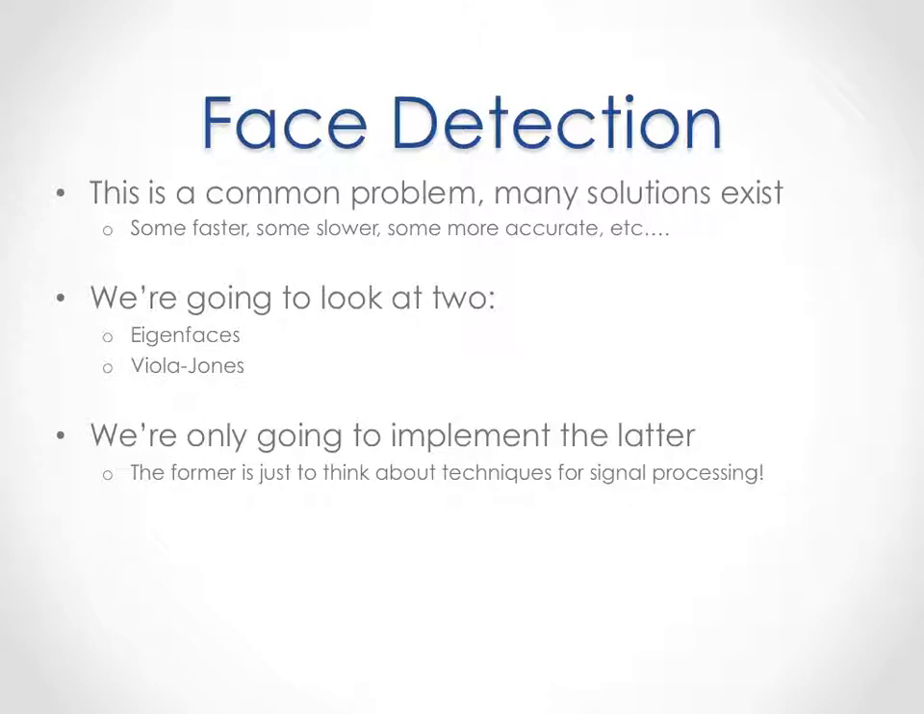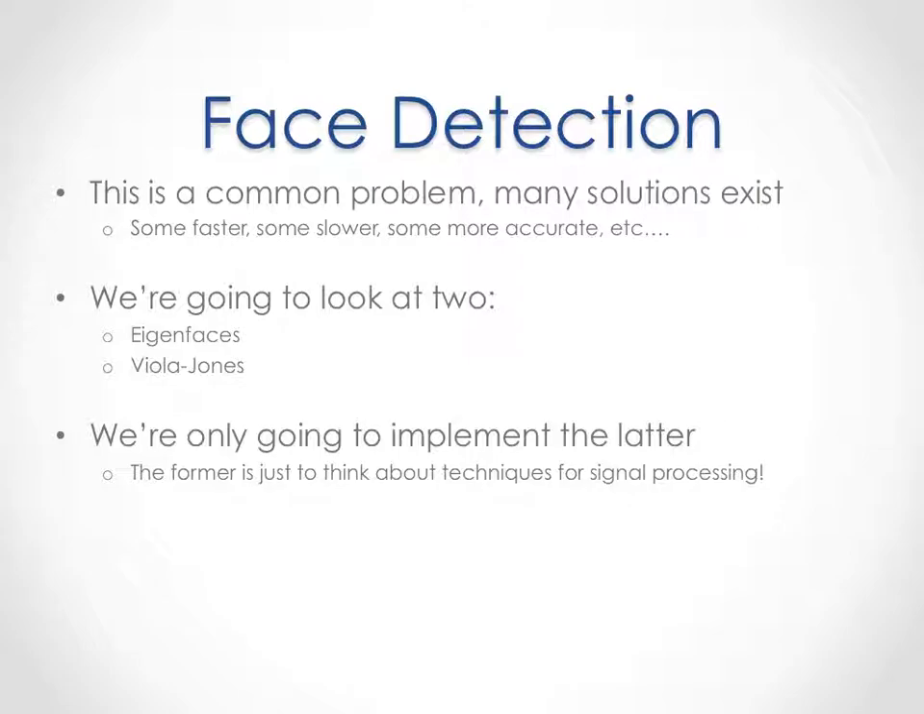The first thing that we're going to do is we're going to realize that there are many solutions to this problem. Today we're going to talk about two of them. The first one is called eigenfaces. The second one is called the Viola-Jones face detector. Both of them are not really restricted to face detection, but that's what they're most used for. They're really both more of a statistical signal processing or object detection frameworks. We're only going to implement the latter.